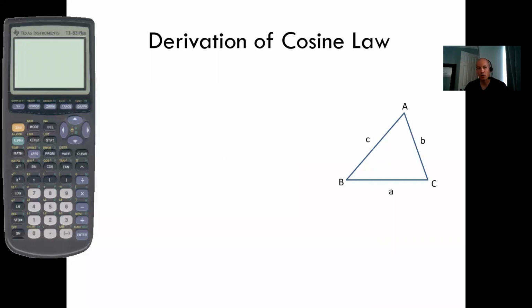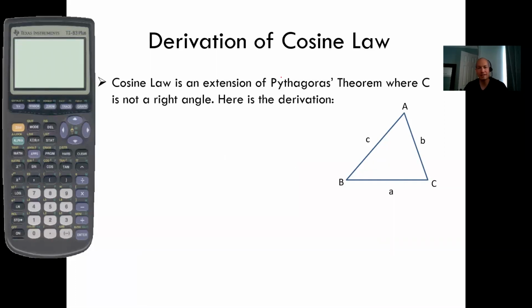So we're going to derive cosine law. What cosine law is, is an extension of Pythagoras' theorem. So you remember, a squared plus b squared equals c squared. Well, we're going to extend that to triangles that are not right angles. So it turns out Pythagoras does work for all triangles. It's just a special case where it simplifies down for a right angle.